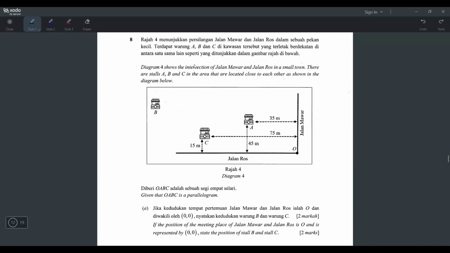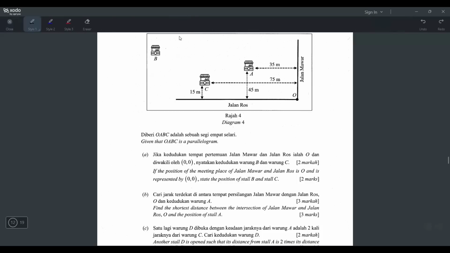Let's read. Diagram 4 shows the intersection of Jalan Mawar and Jalan Ros in a small town. Let's check. Jalan Mawar, Jalan Ros intersect at the O. So maybe later the O is 0, 0 lah. Okay, and then they say there are stall A, B, C in the area. Let's see. Stall A, stall B, stall C, that are located close to each other, as shown in the diagram below, okay? So far, nothing to label.